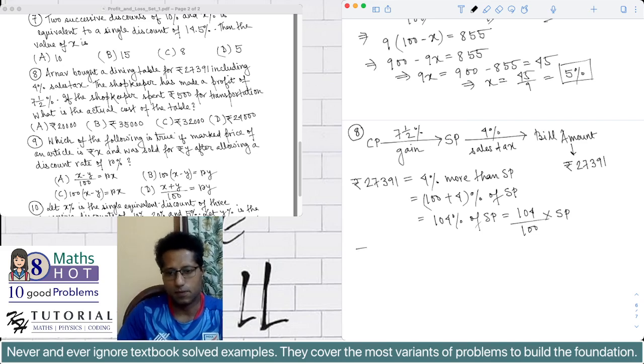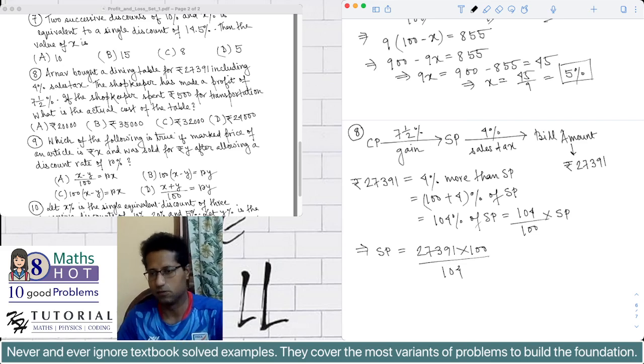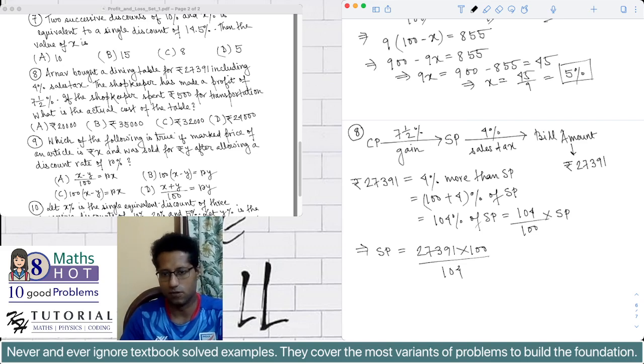So this implies we can say that SP will be equal to 27391 multiplied by 100 divided by 104. I'm not writing the currency symbol rupees. I hope you will understand that. So all the values of SP, CP will be in rupees. Now we have to simplify this. I hope 104 will divide 27391.